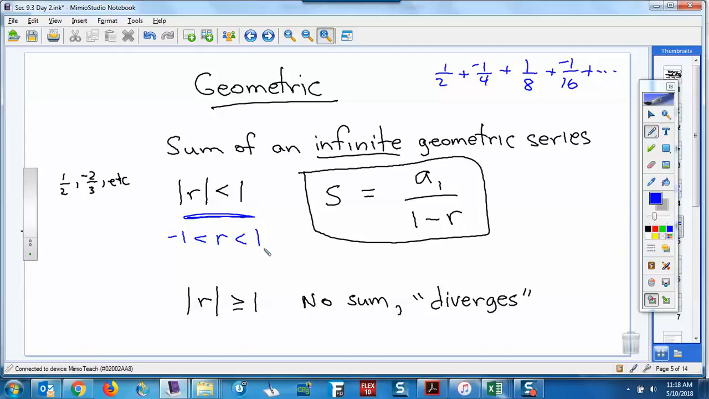If it's not, then there is no sum. If you're multiplying by 2, if the numbers just get bigger and bigger, 1, 2, 4, 8, you try to add that up, it just gets bigger and bigger. There's no answer. Or -1, -2, -4, those are just getting bigger and bigger. So if r is greater than 1 or less than -1, either direction, then there is no sum. But if the absolute value of r is less than 1, then this formula works.